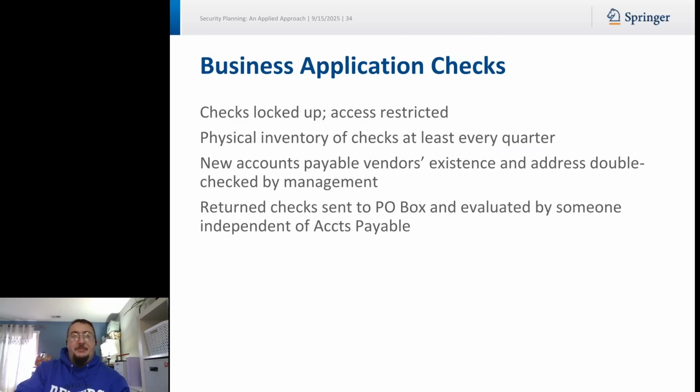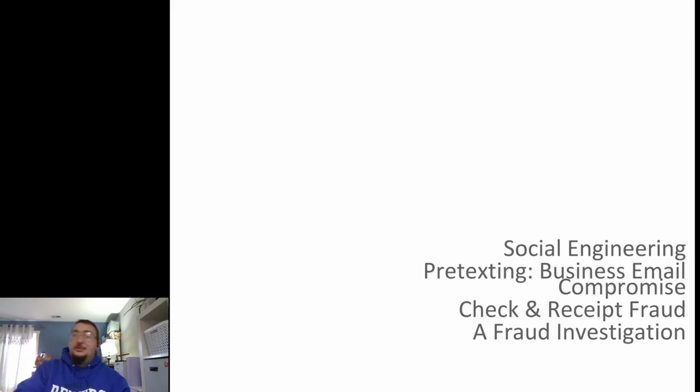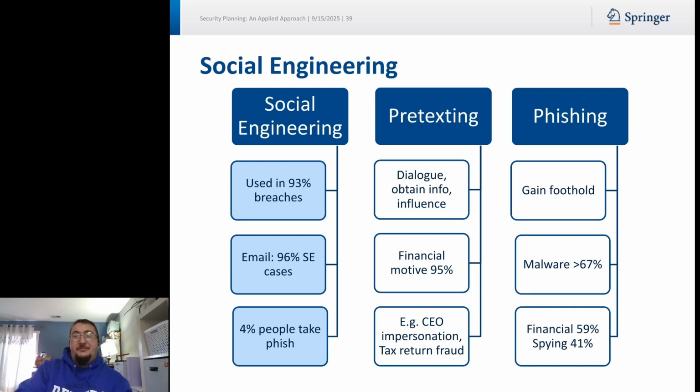Don't let people have checks if they're not supposed to. Give checks returned, make sure that the right people are the ones sending the checks, and make sure that they are all used properly in order and that none are missing. Social engineering. There are ways for it to be used. It can be used in many breaches. It's always used. Email, sometimes you can even have it done in person. Very few people will take the bait, but it's enough that it will actually be successful.